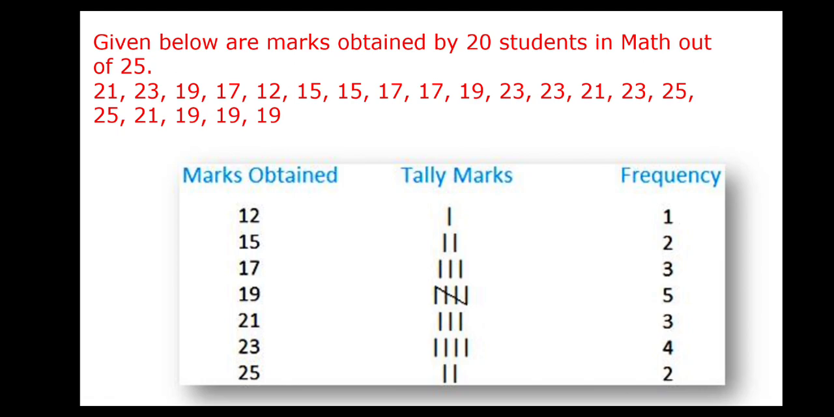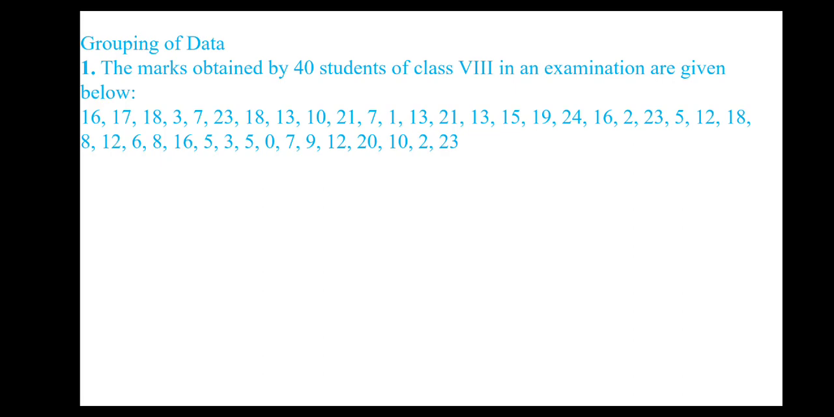Another example I have shown to you. Then one more question also we can take. So here you see next level. So far only 20 values we have taken. Why sir only 20, can we take more? Yes, we can take more, any types of numbers. Now 40 numbers we will take. See that 16, 17, 18, 3, 7, 23, 18 like that are given up to 40 numbers.